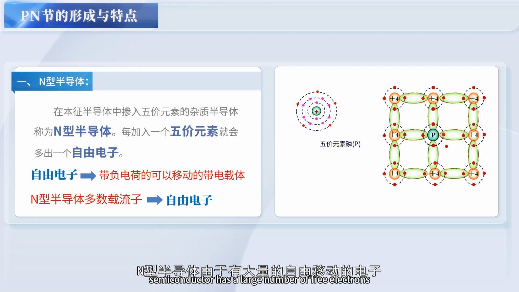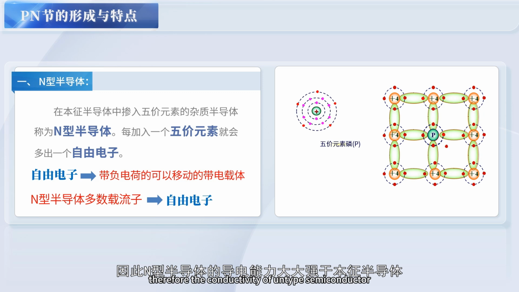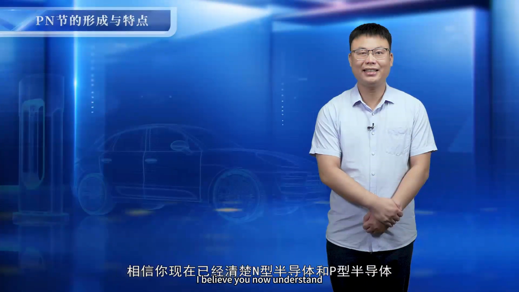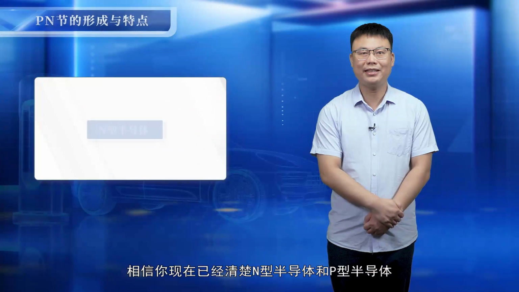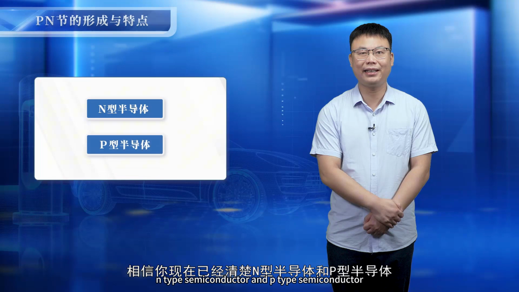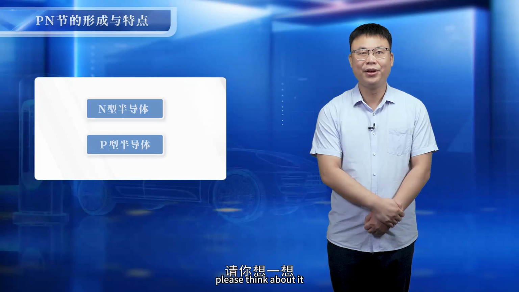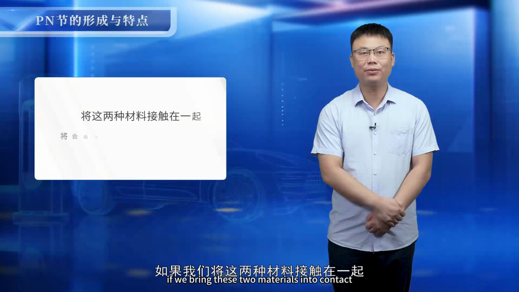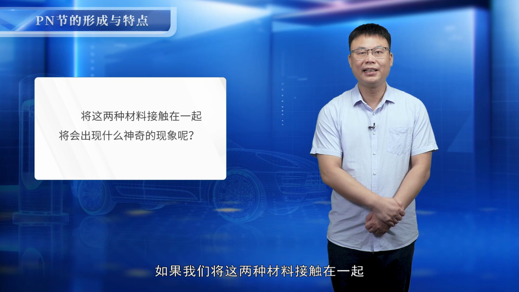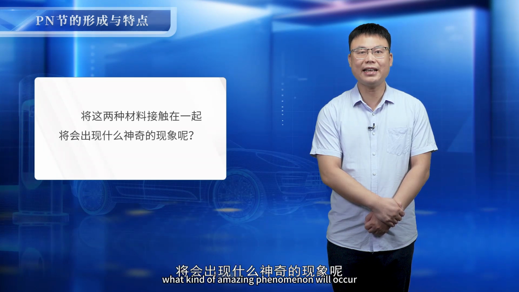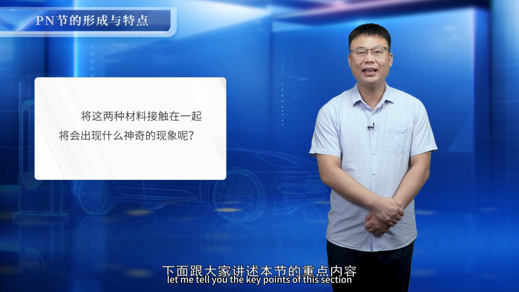N-type semiconductor has a large number of free electrons. Therefore, the conductivity of N-type semiconductor is much stronger than intrinsic semiconductor. I believe you now understand N-type semiconductor and P-type semiconductor. Please think about it. If we bring these 2 materials into contact, what kind of amazing phenomenon will occur? Let me tell you the key points of this section.